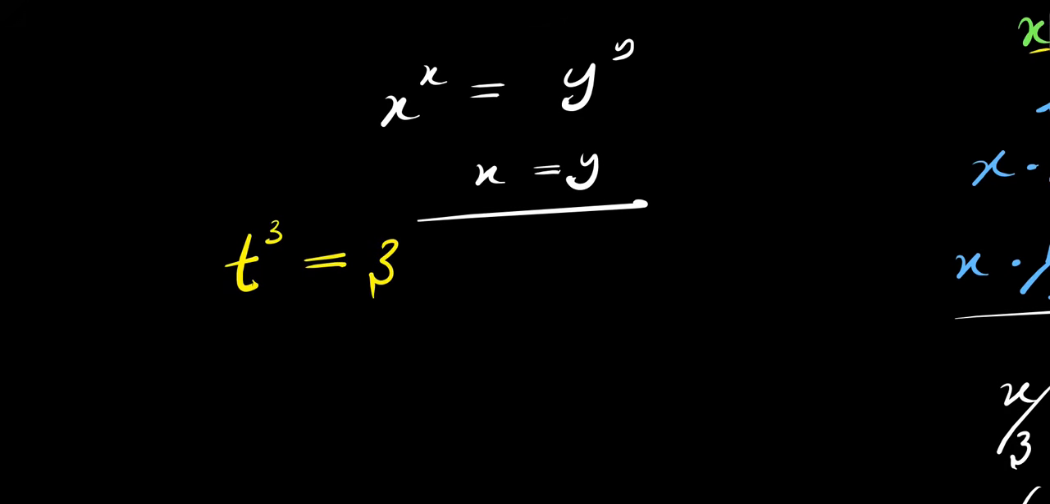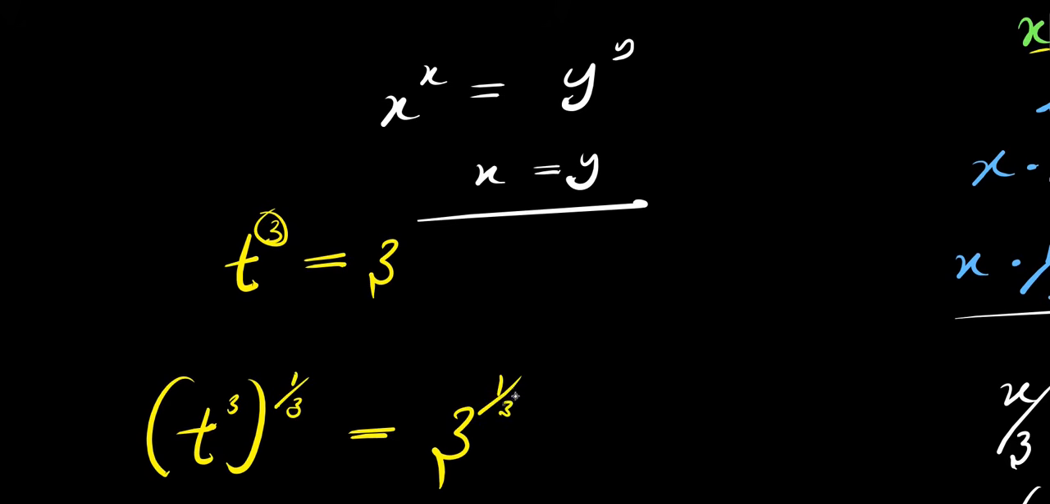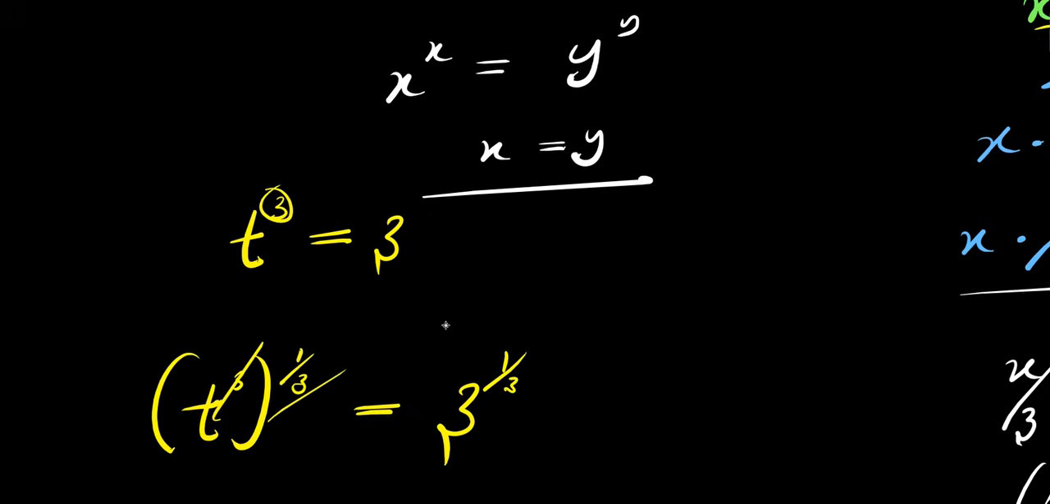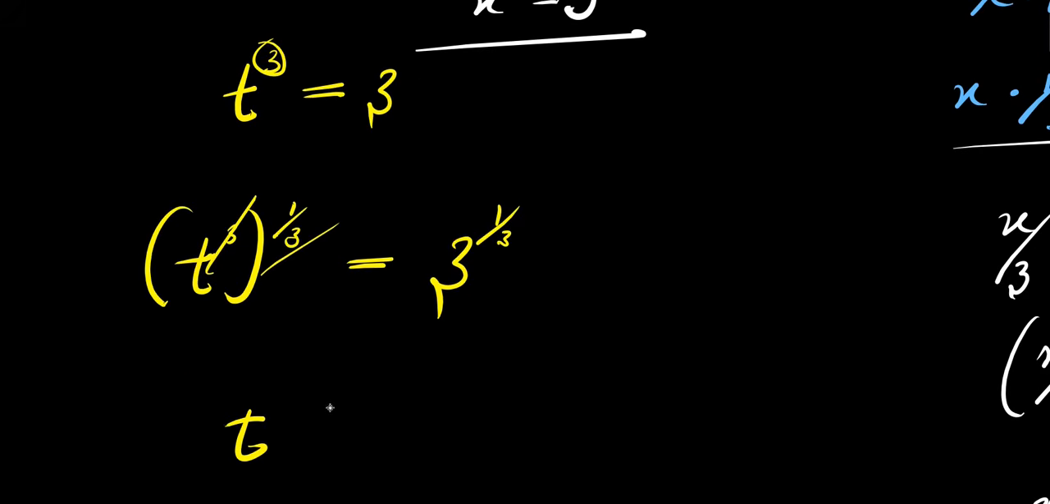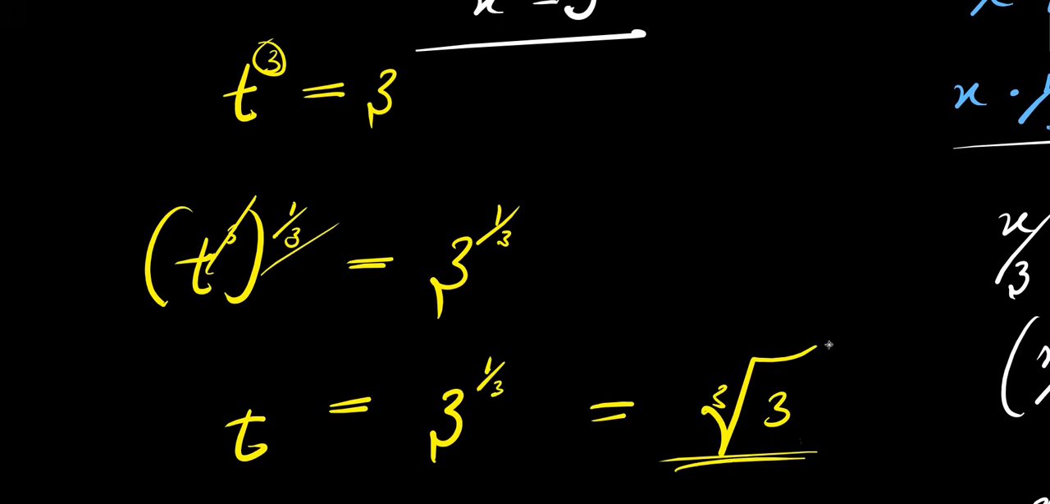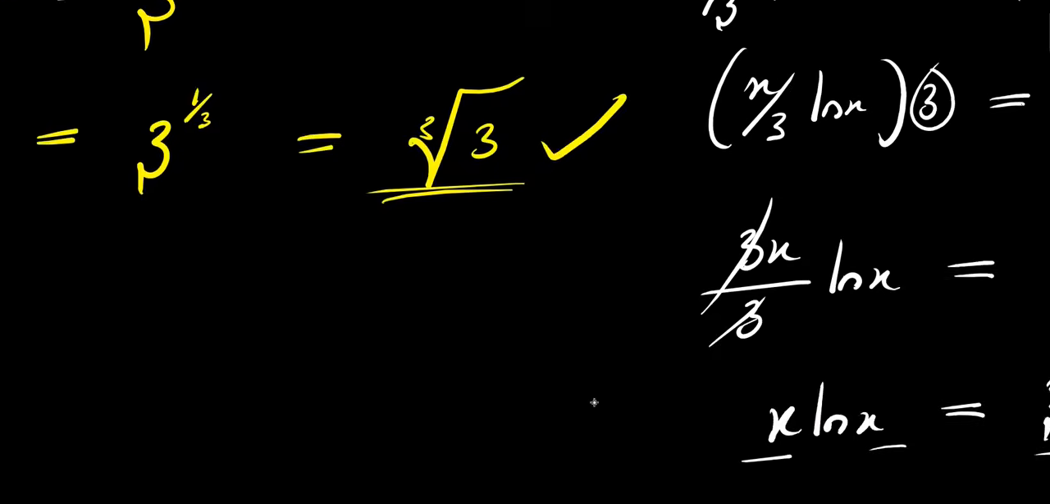Then solving for t, I need to eliminate this 3. Of t power 3 raised to the power of 1 over 3 equals 3 raised to the power of 1 over 3. So this cancels this, right? So what I'm going to have will be t equals 3 power 1 over 3. And this equals the cube root of 3. Remember, if you have a power 1 over n, it equals the n-th root of a. So we have gotten the same solution here, just like what we had earlier.